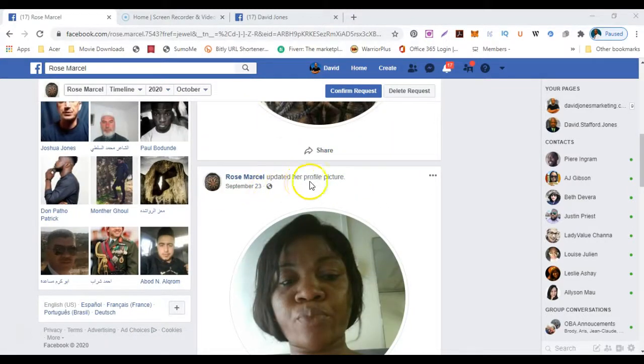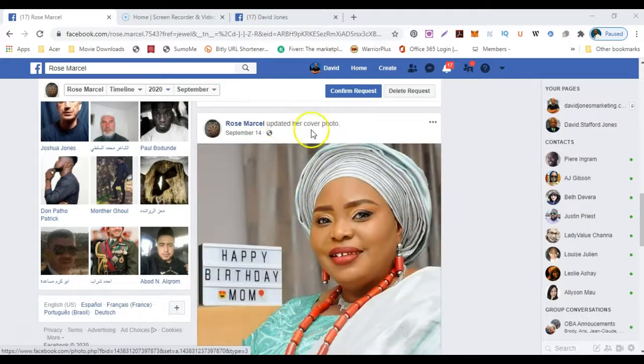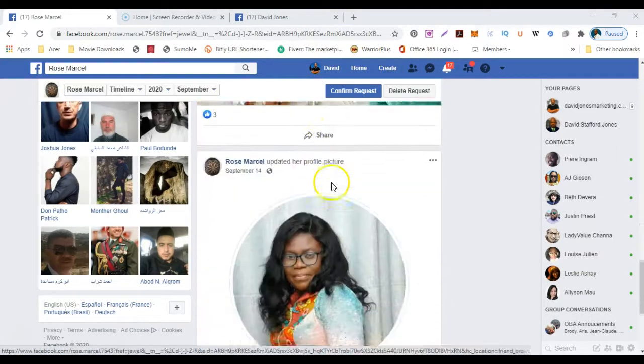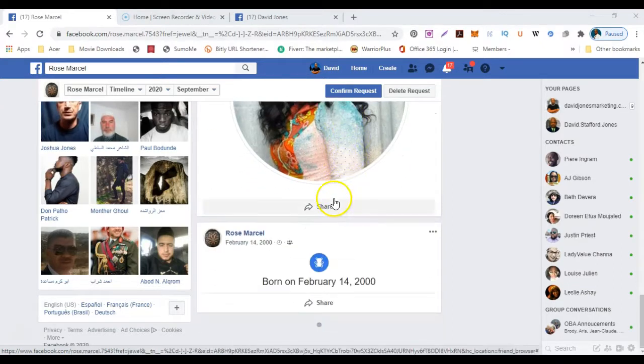On September 23rd, they updated their profile picture. That's a different person. Updated profile picture September 14th. Happy birthday, mom. This could be her mom. I don't know. Then we have here, updated her profile picture also September 14th. And we have here, born February 14th, 2000. So that would make that person 20 years old this year.